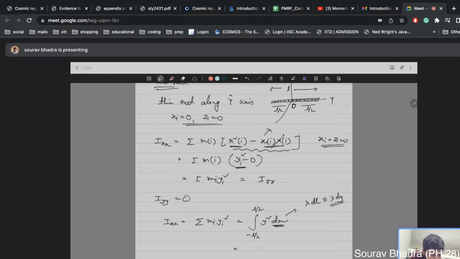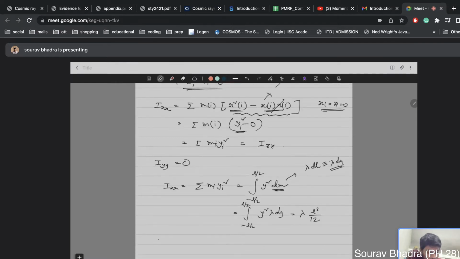So we will write it as y square lambda dy, from minus L by 2 to L by 2. Now if you do this integration, you will get lambda L cube by 12. Okay, so Ixx is lambda L cube by 12.